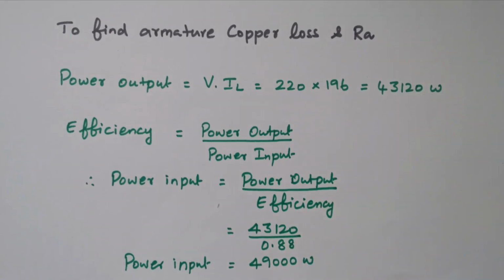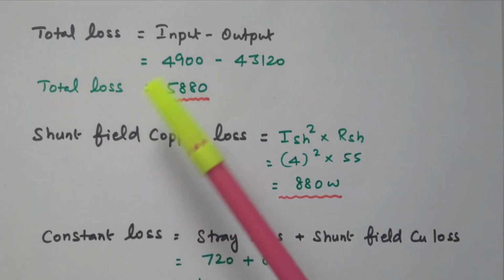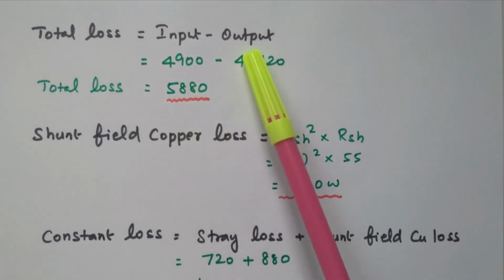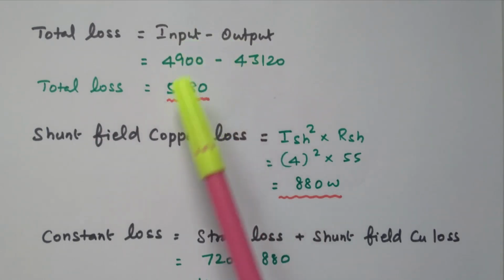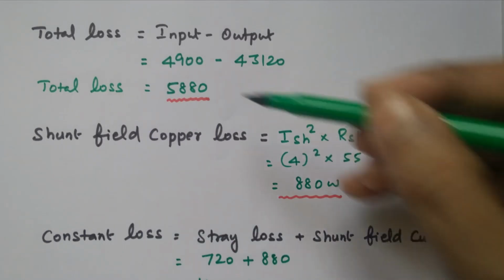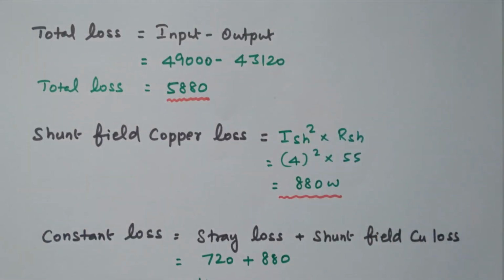Now we'll go to the losses. Now we'll find the loss. So the loss is nothing but input minus output. If you subtract the output from the input, you will get the total loss. 49,000 is the total input power given. So the power output is 43,120. So by subtracting, we are getting 5,880. 5,880 watts is the total loss.